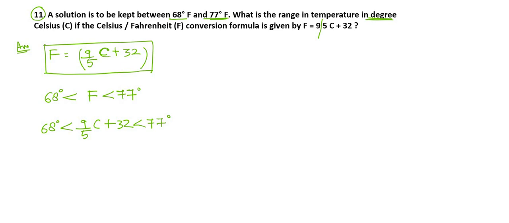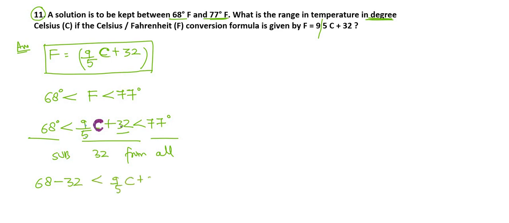Now our focus will be on C. We want to extract C. So we don't want 32, we don't want 9, we don't want 5. How to get rid of that? This 32 we don't want. Can I subtract 32 from all? From all means this side, and this side. Correct? So 68 minus 32, 9 by 5 C plus 32 minus 32, less than 77 minus 32. All three sides we subtracted.